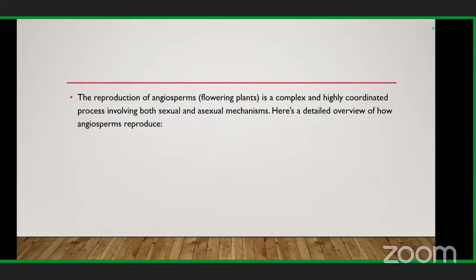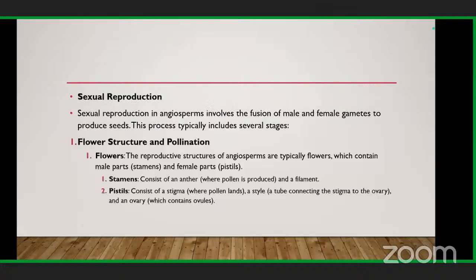Okay, so now we'll study the reproduction in angiosperms, which we also have to study in our next chapter very deeply. So, the reproduction of angiosperms, flowering plants, is a complex and highly coordinated process involving both sexual and asexual mechanisms. The angiosperm flowering plant reproduction contains both sexual and asexual mechanisms.